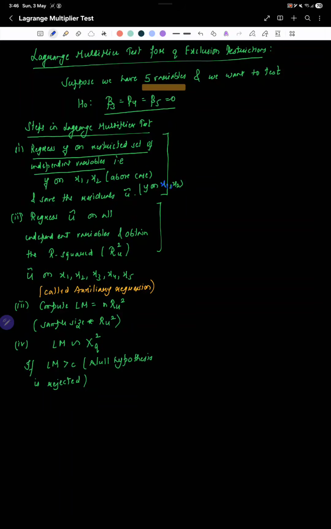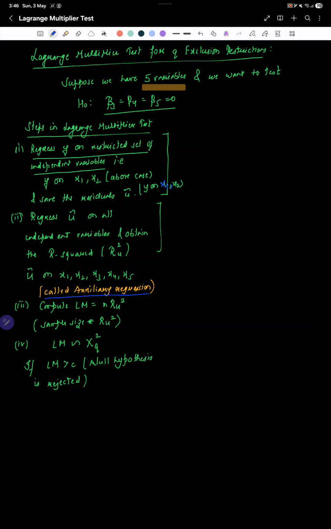And then in the second step, run the regression of these residuals, u tilde, on all the explanatory variables, that is x1, x2, so on up to x5. Then this regression is termed as the auxiliary regression. Okay, then in the third step, compute LM is equal to n times Ru squared.